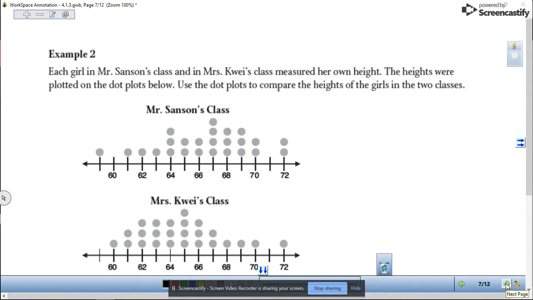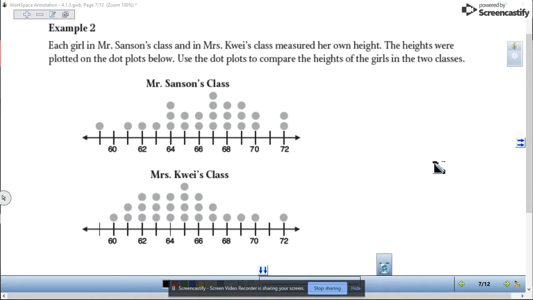Back at it with example 2. Sometimes you can compare data without necessarily having to write anything down even. And we'll kind of do that with this one. We'll talk about some of the numbers, but I'm not going to show all of my calculations here.